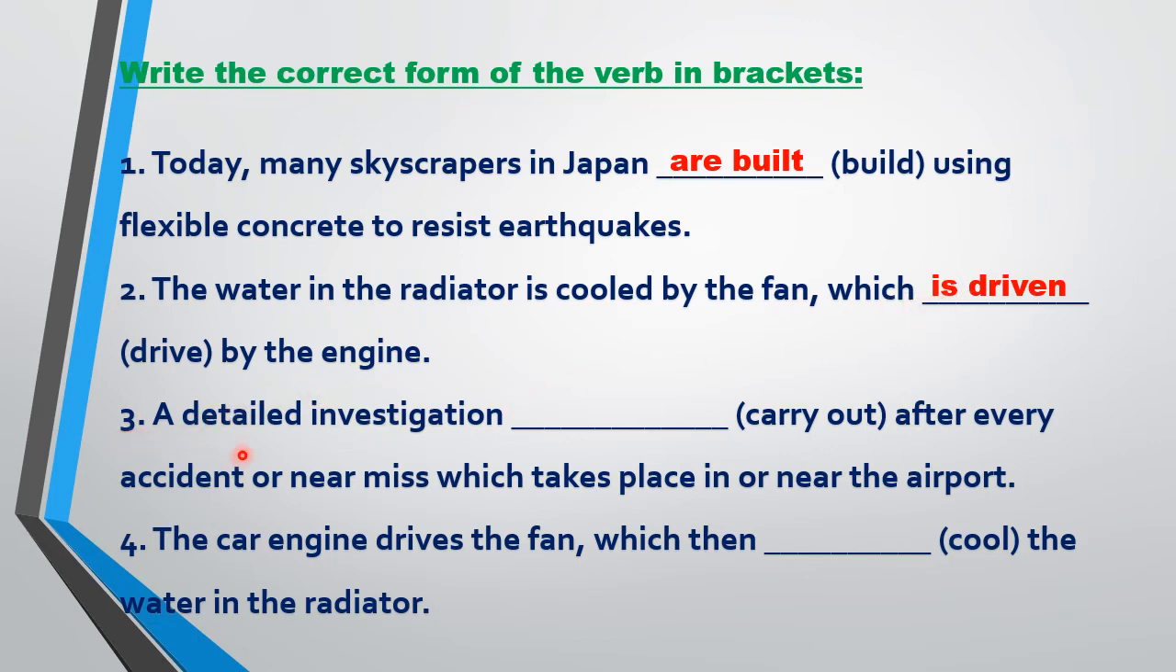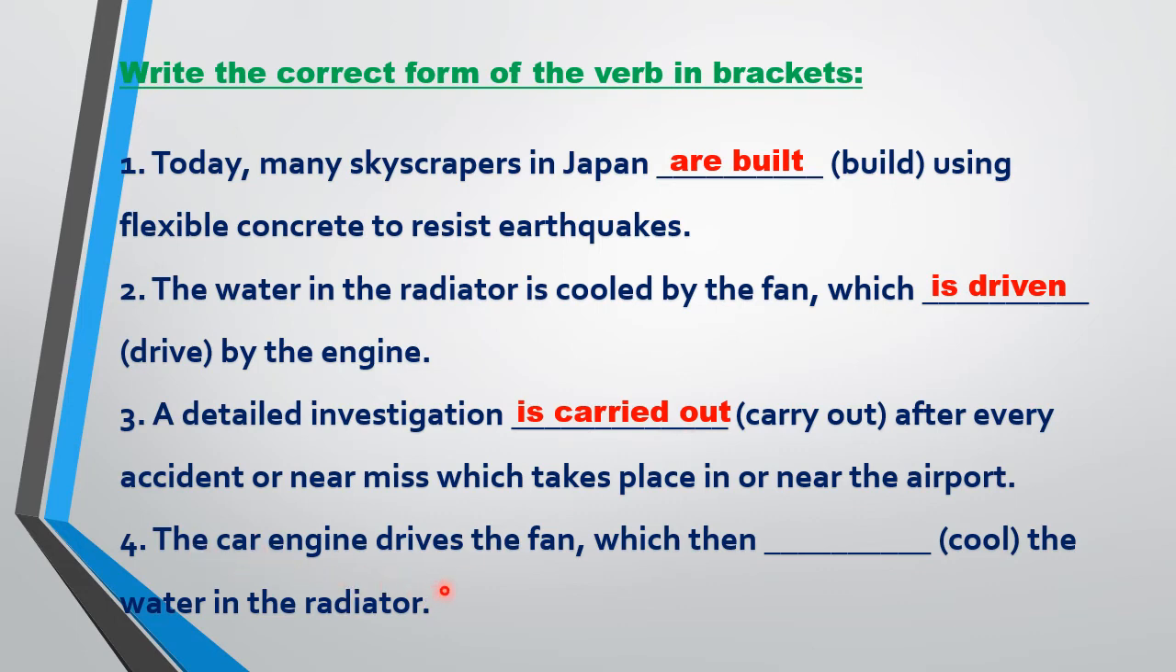Number 3. A detailed investigation, تحقيق, carried out after every accident or near miss which takes place in or near the airport. Yes. So here the investigation is carried out. The action happens on the investigation because other people do that. So the investigation is carried out. ينفذ.